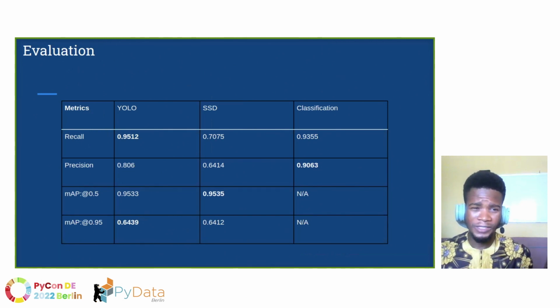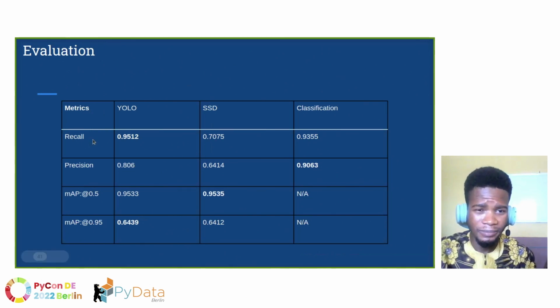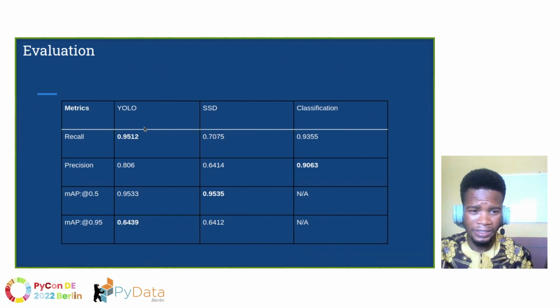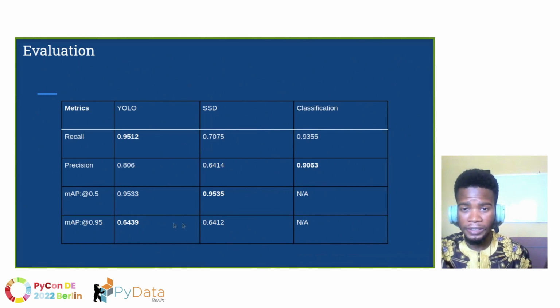Finally, this is my metrics table. For the mAP, you can see that the YOLO was performing best, and when it comes to the 95% IoU it is also performing very well. The classification model also performed extremely well.